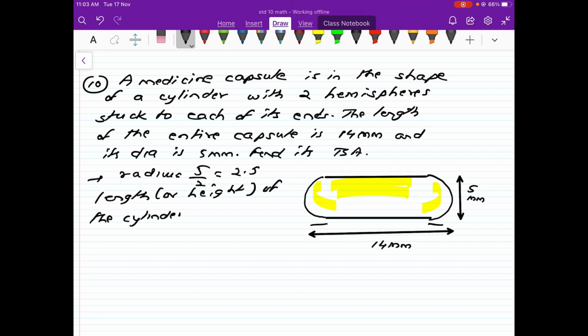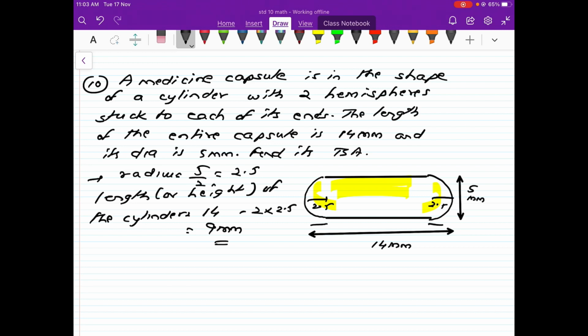So what we have to do is, from this 14 millimeters we have to subtract 2 times 2.5, that means 2.5 here and 2.5 here. So it becomes 2.5 into 2. So this is 9 mm. So that is the height of the cylinder.